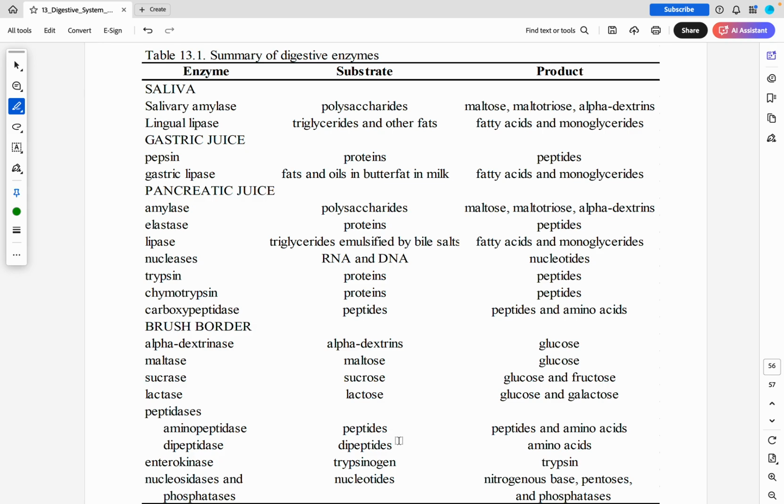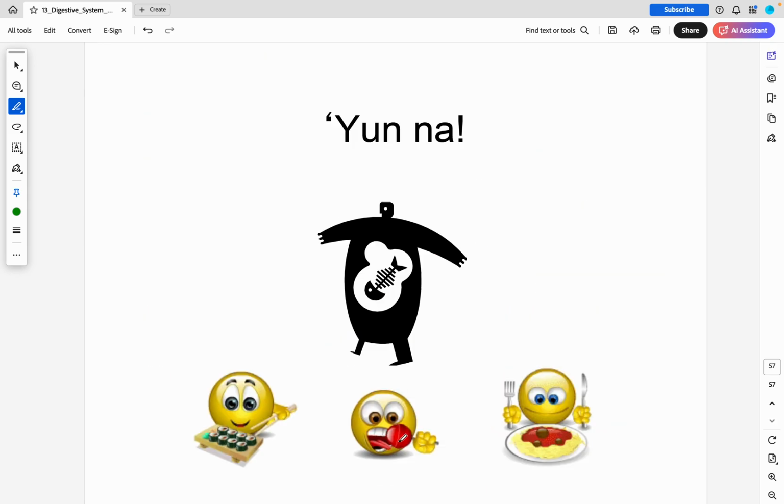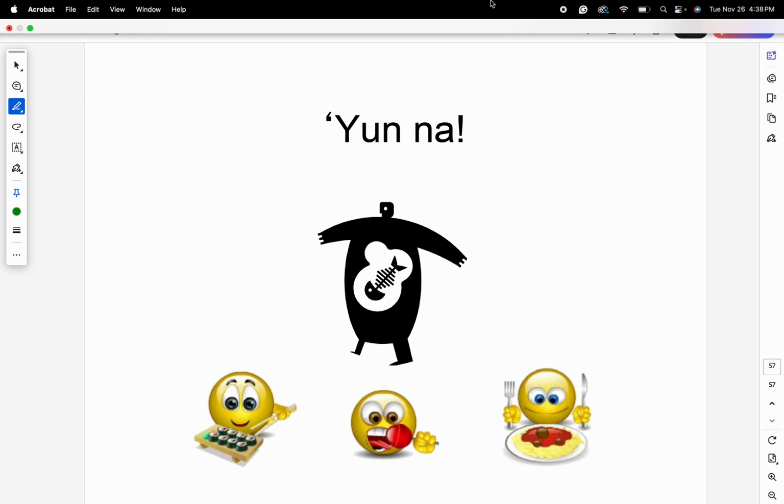Okay, and to sum up the digestive enzymes, please take note of this important table. This will definitely come out in your final exam. Okay, and that's it. We complete our recorded lecture on the digestive system of the generalized animal body.